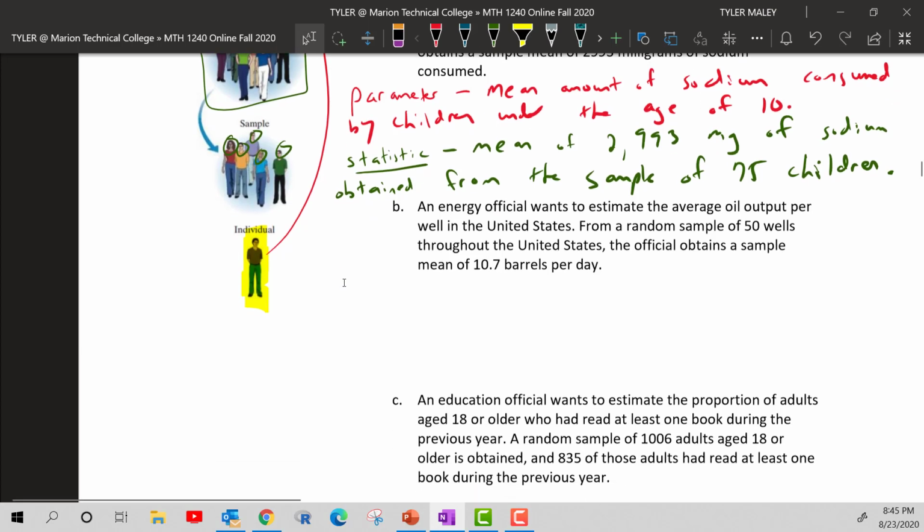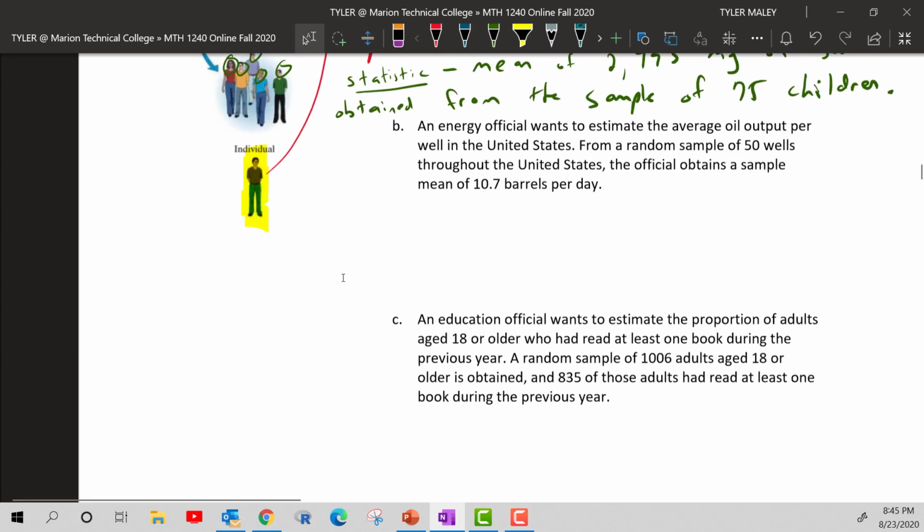Right, so the next one, part B: an energy official wants to estimate the average oil output per well in the United States from a random sample of 50 wells throughout the United States. The official obtains a sample mean of 10.7 barrels per day.